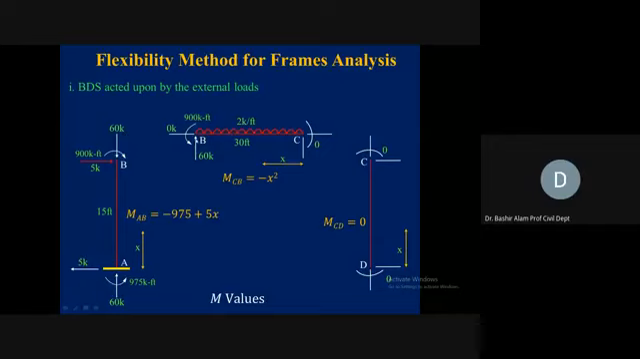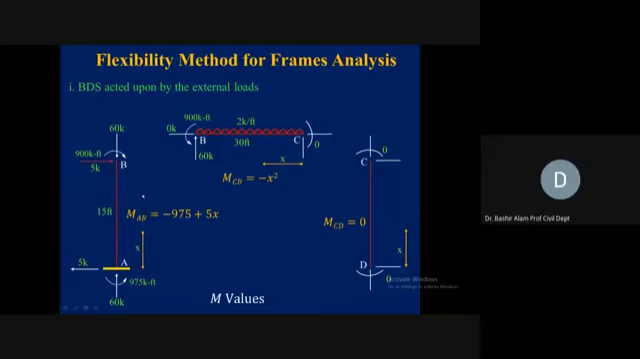60 at B was upward, so here 60 is downward, so the joint is in equilibrium with respect to the vertical loads. Horizontal is 0, so 0 is transferred here. 900 is counterclockwise, so 900 clockwise now. The equilibrium conditions for this joint B are met.